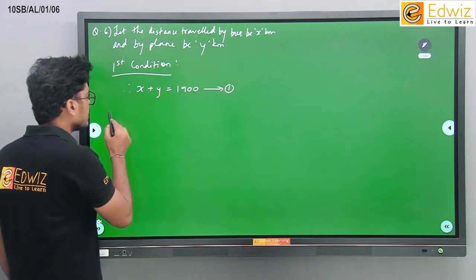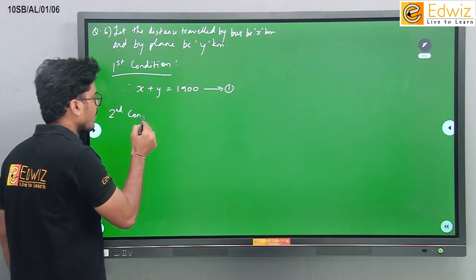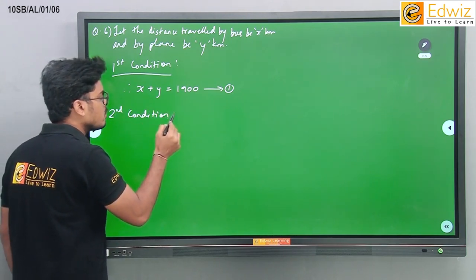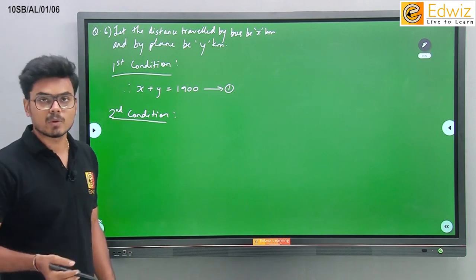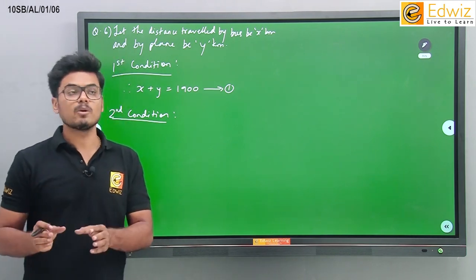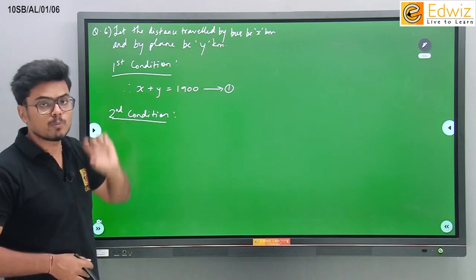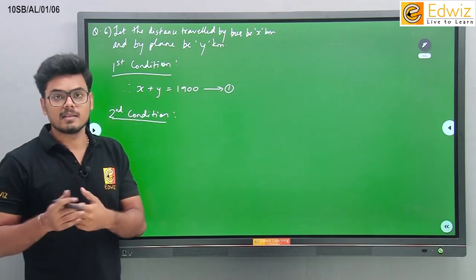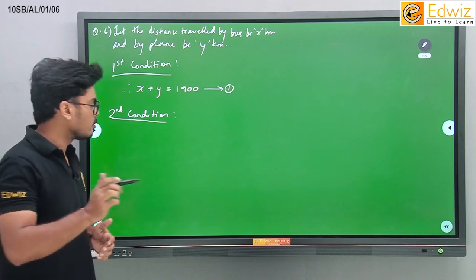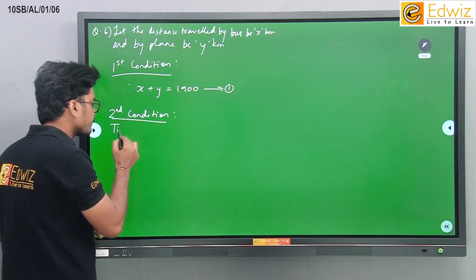नाउ इन द सेकेंड कंडीशन हम लोगों को जर्नी का टोटल टाइम दिया हुआ है. So what we will do is we will find out the time traveled in bus plus time traveled in aeroplane and then we will equate it with 5 hours. ठीक है, तो time traveled in bus कितना होगा?